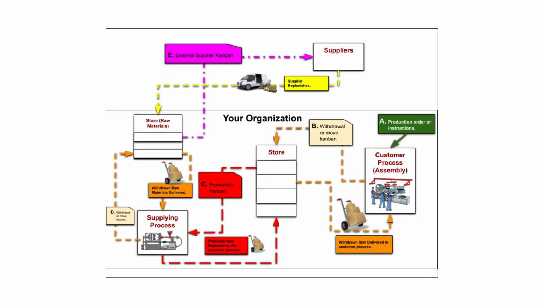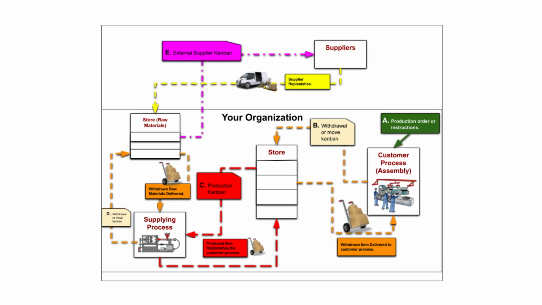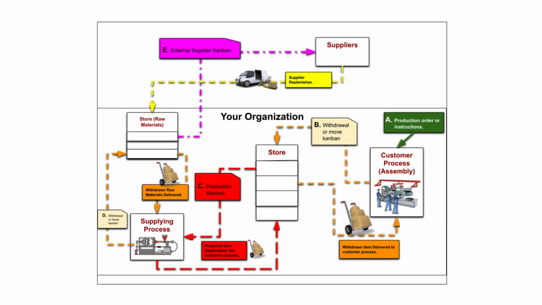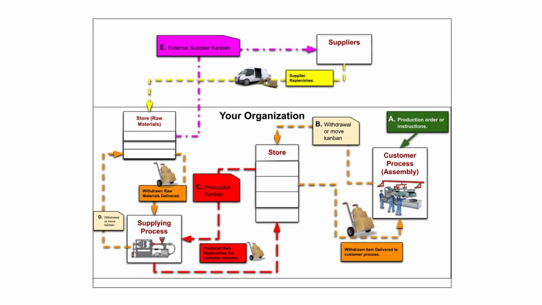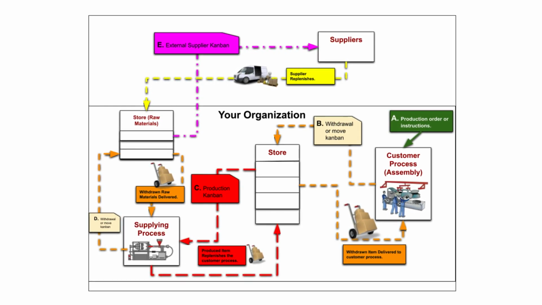In order to replenish, the store that holds raw materials sends a Kanban to the materials supplier requesting more materials from the appropriate vendor. The vendor then delivers to the store to fill the store's demand needs.